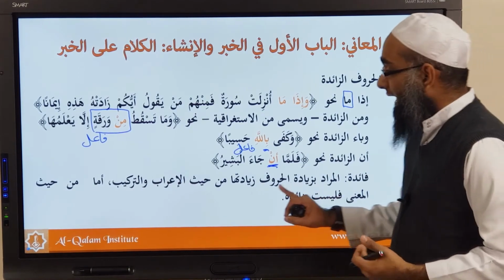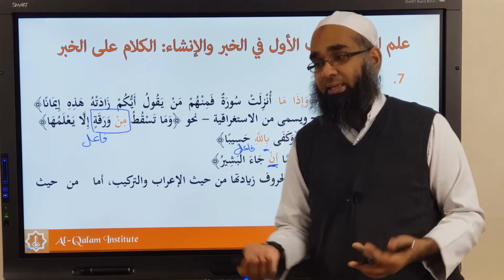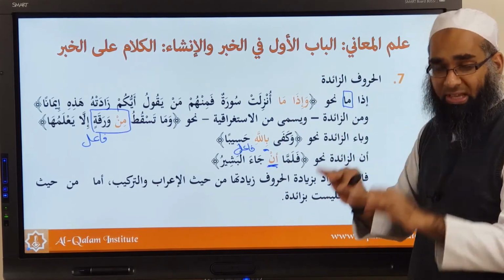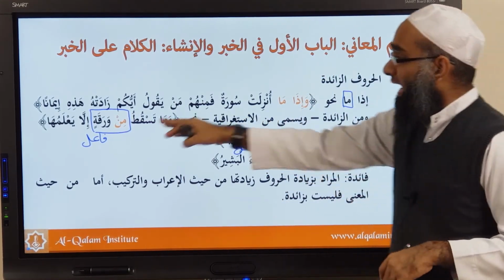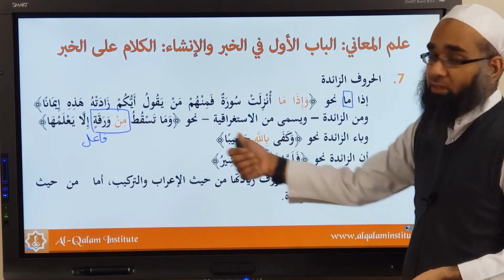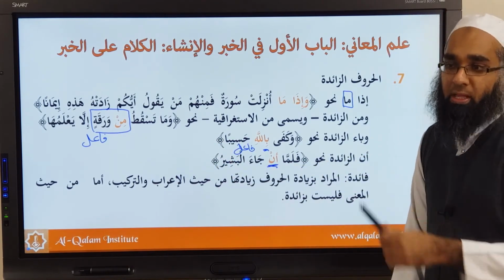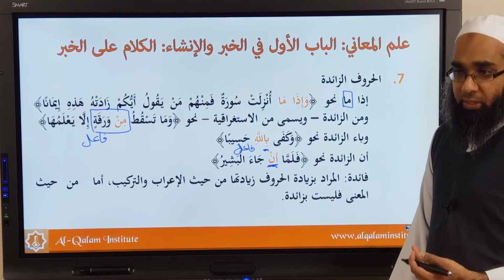As I said, they are za'ida in terms of tarkib, but they give a more emphatic meaning. So when you say idha ma, that is more emphatic than idha. When you say min za'ida instead of just ma tasqut waraqatun, it creates emphasis. Same with kafa billah: kafa Allahu, kafa billah is more emphatic. Falamma an ja al-bashir is also more emphatic. You got it?